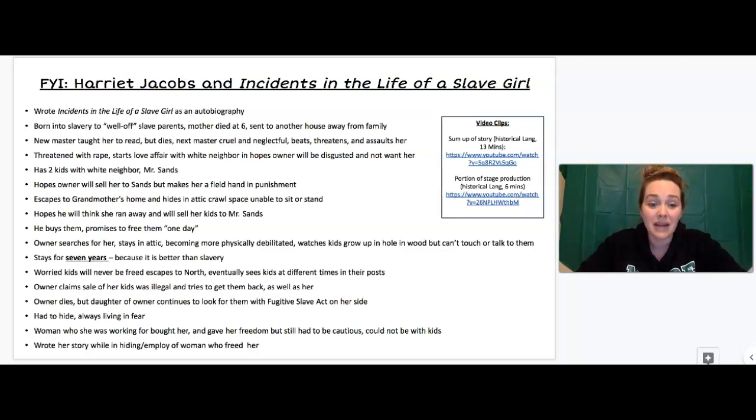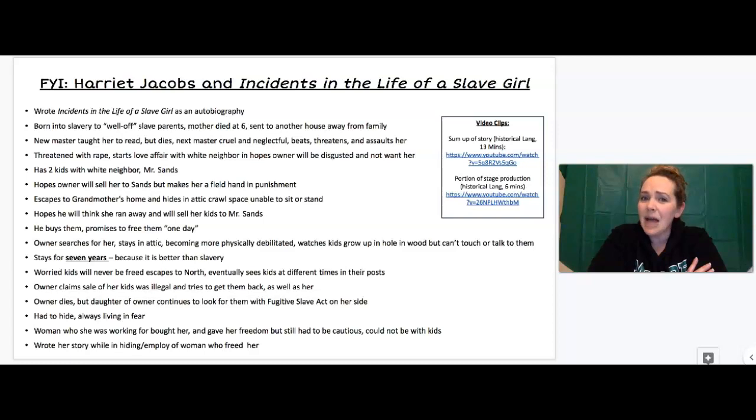She's in fear the entire time that Mr. Sands will sell her kids, because they're his kids, or that her owner will sell the kids, or that she will be discovered, right? Ultimately what happens, one thing leads to another, and rather than coming back down and being punished or possibly killed for escaping into the crawl space, she stays there for 7 years.